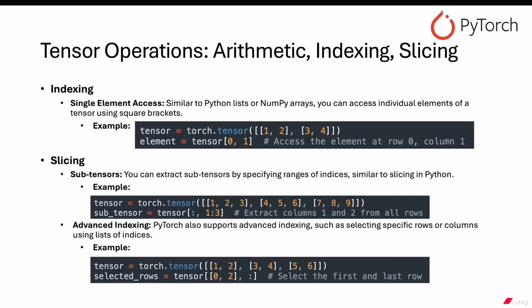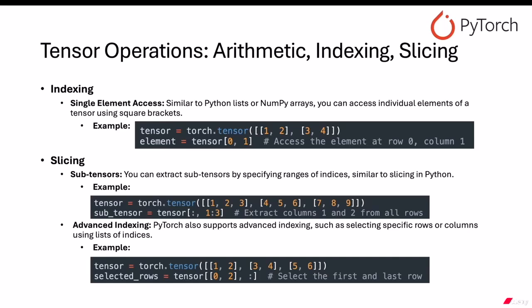Indexing. Single element access. Similar to Python lists or NumPy arrays, you can access individual elements of a tensor using square brackets. Example: tensor = torch.tensor([[1, 2], [3, 4]]). Now element = tensor[0, 1], which accesses the element at row 0, column 1.